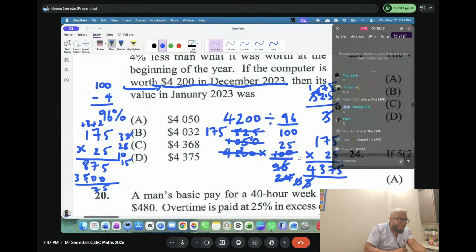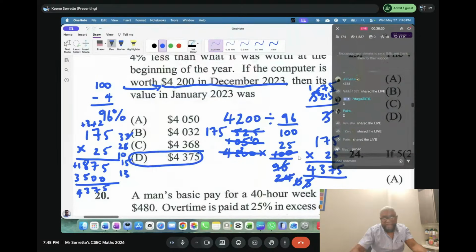So this would be 5, 7, 8 and 5 will be 13. Put the 3 here, add 1. 1 and 3 is 4. Everybody good there? Are we good here, my children?